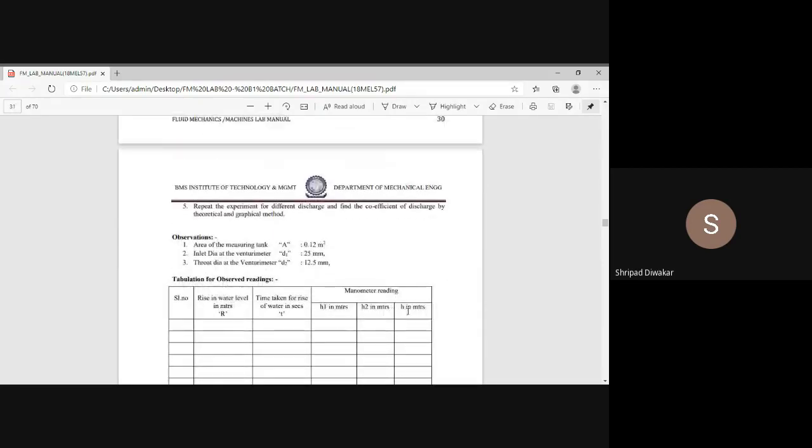And in the calculation, what I said, h equals h1 minus h2. How are we going to take it? H1 is minus, so you have to take h1 plus h2. Whenever one reading is below and one reading is above the datum line, in that case you have to take h as h1 plus h2. If both are above the reference line, in that case you have to take it as h1 minus h2.